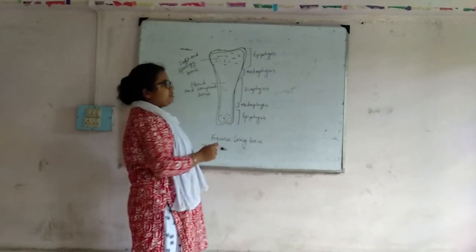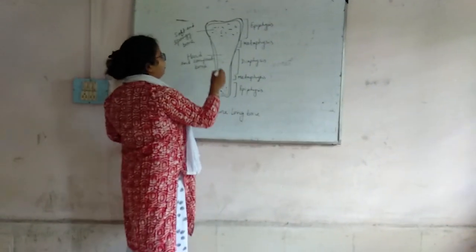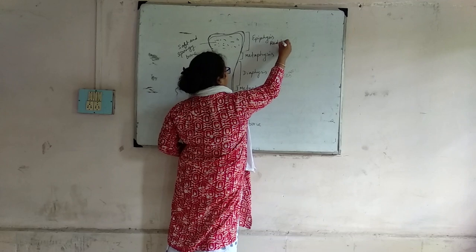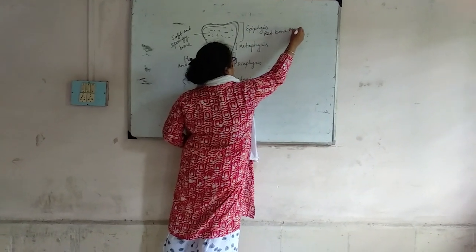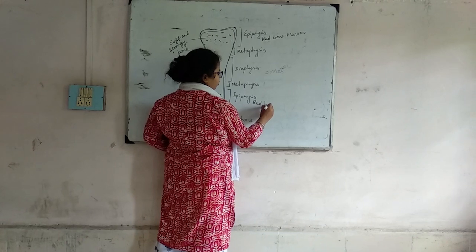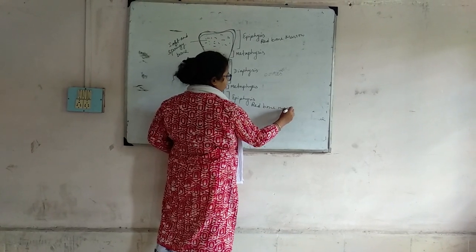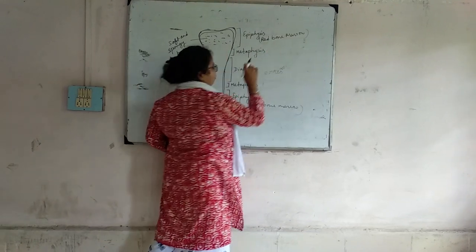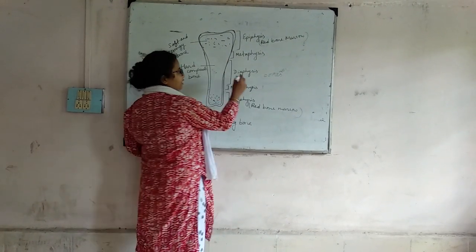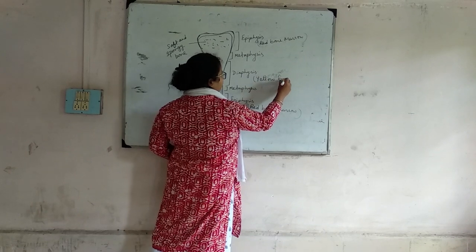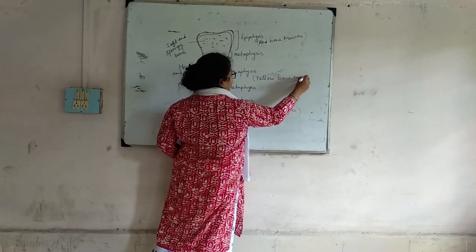And the epiphysis region contains red bone marrow. These 2 epiphysis regions contain red bone marrow, whereas the diaphysis contains yellow bone marrow.